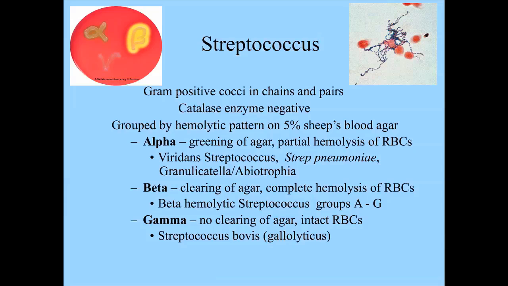The B on the plate is for beta hemolysis. This is clearing of the agar, and as you can see, all the way through the plate. It's complete hemolysis of the RBCs, and this is what we see most characteristic with the beta hemolytic Streptococcus. And then finally, the bottom one is the gamma symbol, and this is for no clearing of the agar, or gamma hemolysis. The red blood cells are intact. This is such as the organism Streptococcus bovis.